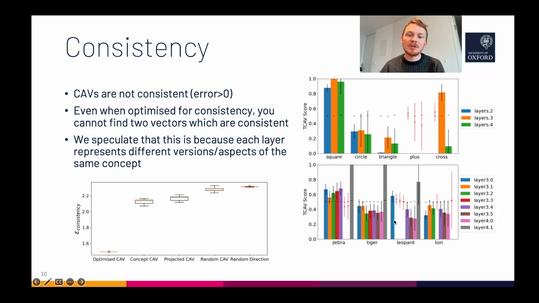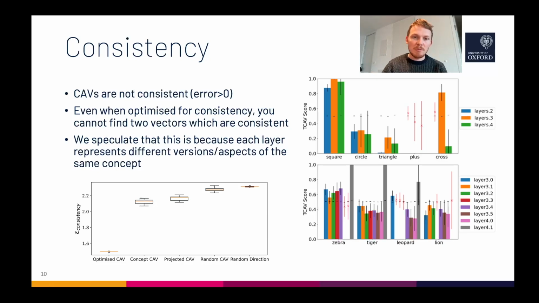Or down here for ImageNet, we've got for multiple different classes the sensitivity of the striped concept. And we can see in this case, we seem to have a much higher sensitivity in layer 4.1, the penultimate layer of a ResNet 50, compared to the earlier layers in the network.